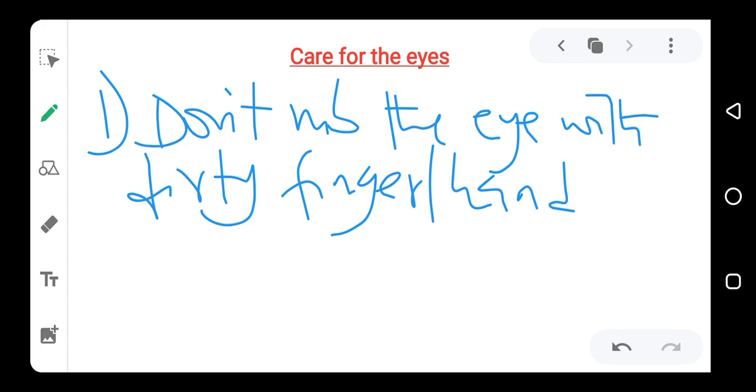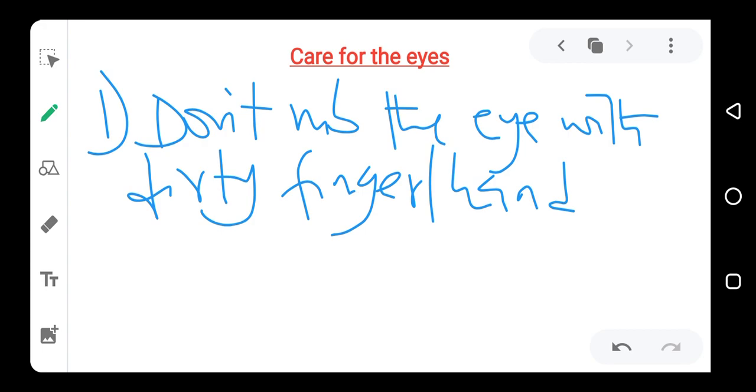Some people, if something enters their eye, they will use their finger to try to remove it, and their finger may be very dirty, and in such case they will transfer dirt or microorganisms that will cause disease to their eye. So to avoid getting disease from a dirty finger, you should stop rubbing your eye or trying to remove something from your eye using a dirty finger.